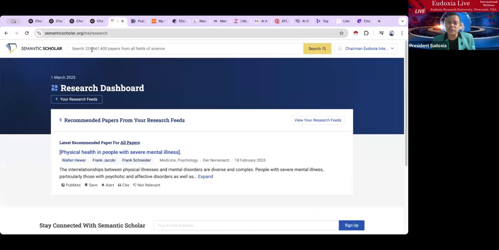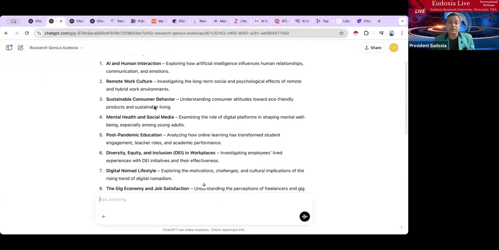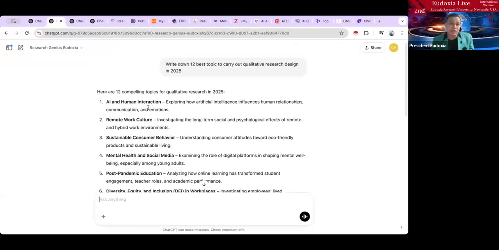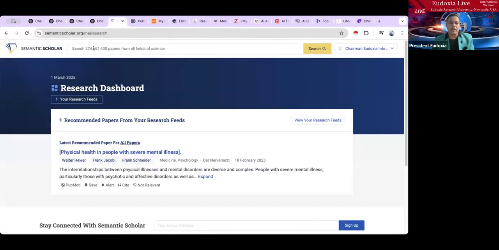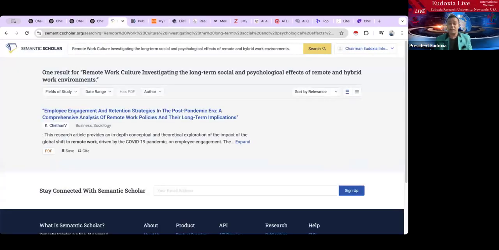Semantic Scholar. For the topic, I will use this one. From here, I can go with any topic, say AI human interaction, or exploring remote work culture. I think this one I can also use. All right, I'm taking this idea and moving forward to Semantic Scholar. This is also an AI technology based platform where we can find papers.